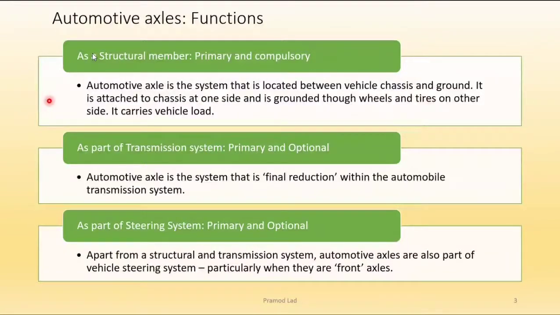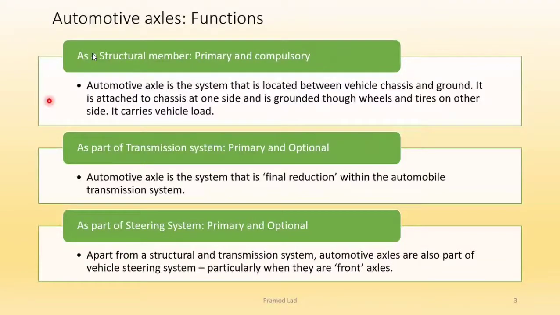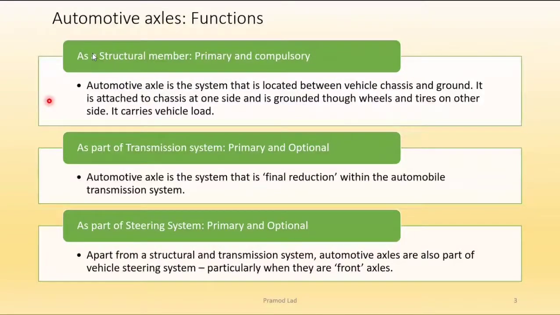The next function it performs is as a part of the transmission system. This is a primary and optional function. The automotive axle is the system that provides final reduction within the automobile transmission system. So sometimes, in addition to being a structural member, it also performs as a part of the transmission system.